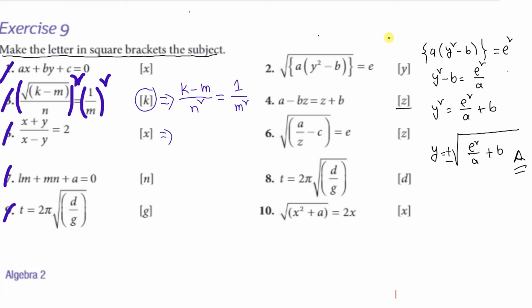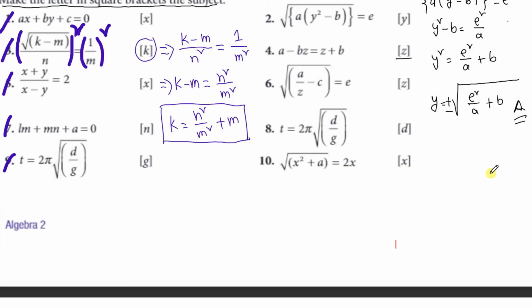Usually the way we did the question, now we need to do cross multiplication. We can write k minus m equals, if I take n square on the right side, n square by m square you can write as well. So then k equals n square by m square plus m, and this is our working for k as a subject here.